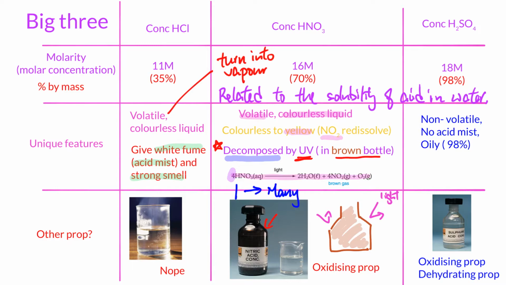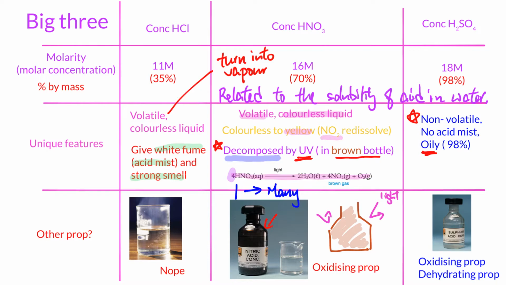And for the Conc H2SO4, because we have a lot of chemicals in it, only 2% of water. So basically, these chemicals are non-volatile. Non-volatile means that you cannot smell it. They have no acid mist, because with a very small amount of water, it will be very oily, not very liquid like the other two acids.